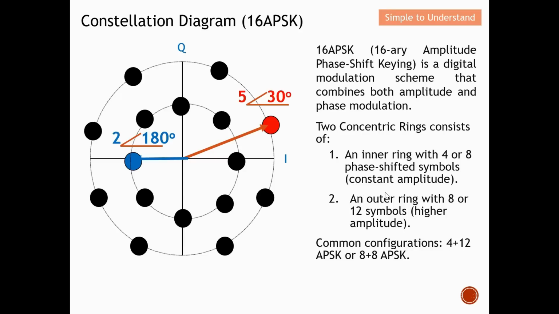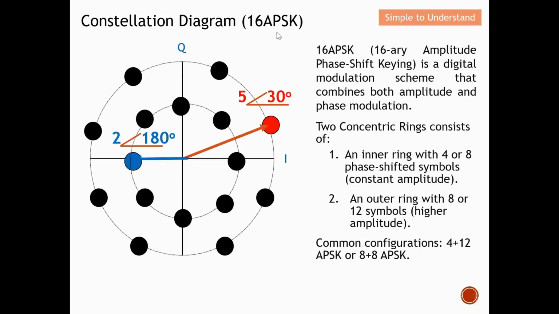Another one will be an outer ring. This is the outer ring, with 8 or 12 symbols. The common configuration will be 4 plus 12. This one we call the 8 plus 8 APSK. We have 8 in the inner ring and 8 in the outer ring. This is the constellation diagram for 16 APSK.